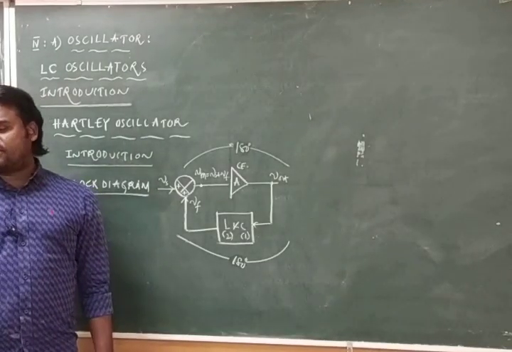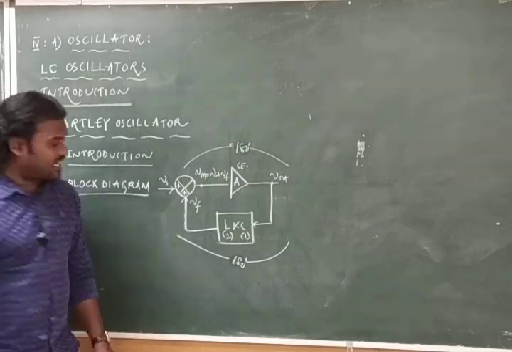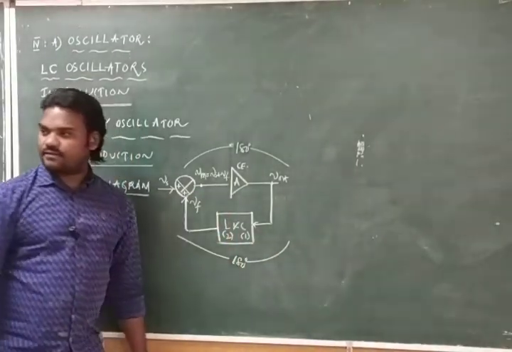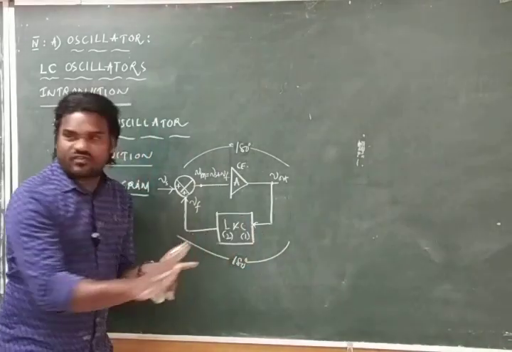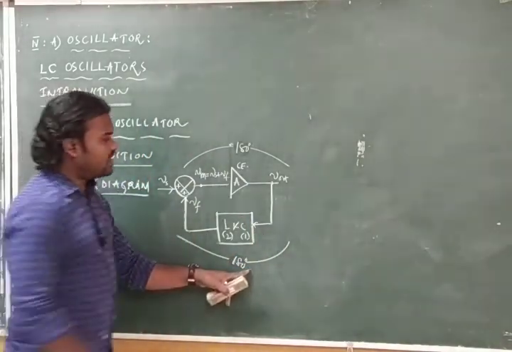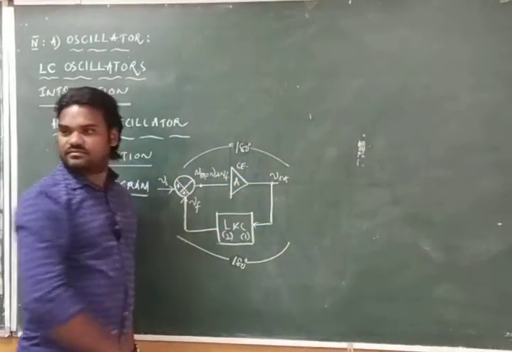What is the phase shift in the feedback network in the Wien bridge? Zero. There is no phase shift in the case of the Wien bridge oscillator, that is 0 degrees only. So we have used the two stages, 180 plus 180, here only.